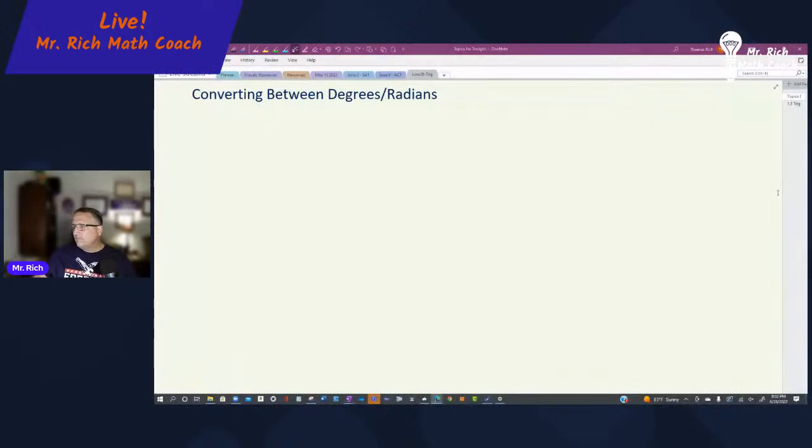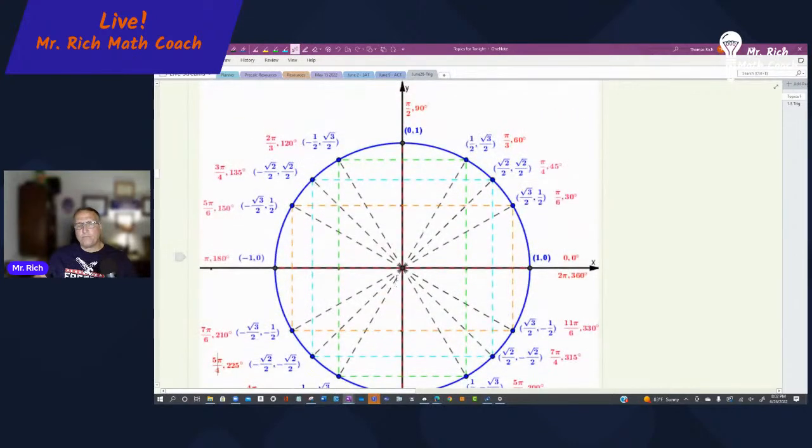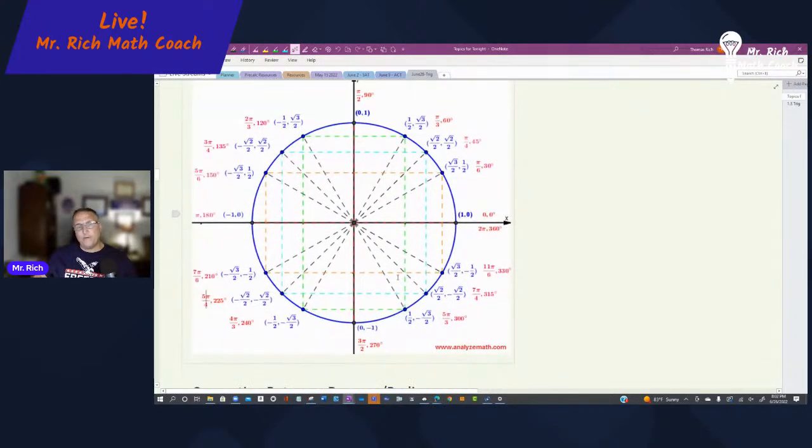All right, let's go back. One thing I think would be a good idea to cover is converting between degrees and radians, because on the unit circle, I failed to mention this, you want to know not only the ordered pairs, but also the degrees and the radians all the way around the unit circle. And there's a pattern to that as well.